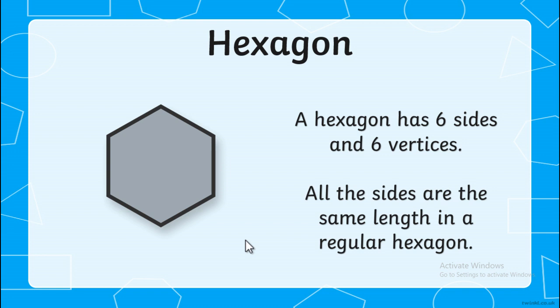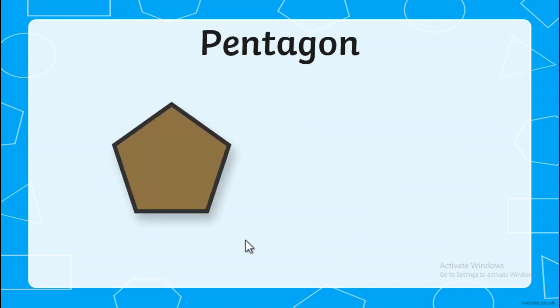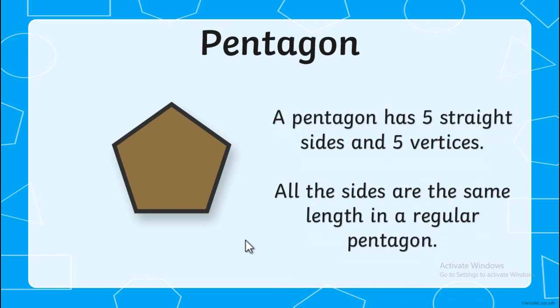The next shape is not included in our lesson, but it's extra, and maybe we're going to mention it in the end. A pentagon. Penta means 5. A pentagon is a shape that has 5 equal sides and 5 vertices. A pentagon has 5 straight sides, 5 vertices. All the sides are the same length in the regular pentagon.